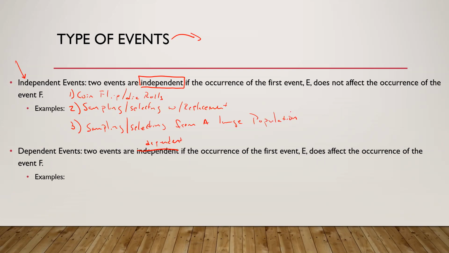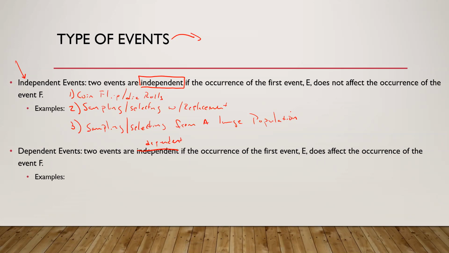All right, so what I mean by that is, suppose you want to sample people in the United States, and you want to sample 2 people in a row, and you want to figure out what's the probability you get 2 females in a row, okay? So there's 330 million people in the United States, roughly.